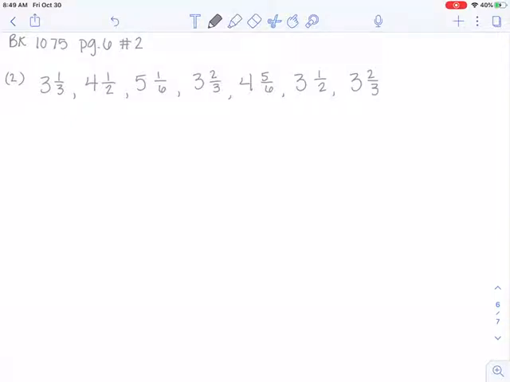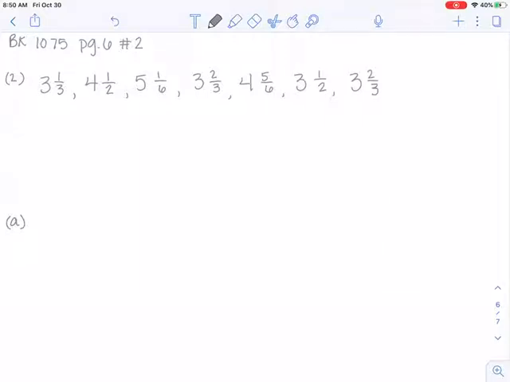Alright, so we're looking at number 2 on page 6. The first thing we have to do for letter A is to write these in ascending order. It's a little bit harder to compare fractions than it is decimals. So the first thing I'm going to do is change all these fractions into decimals first. That way it's easier to compare. But as we list them from least to greatest, we will revert them back into fractions.